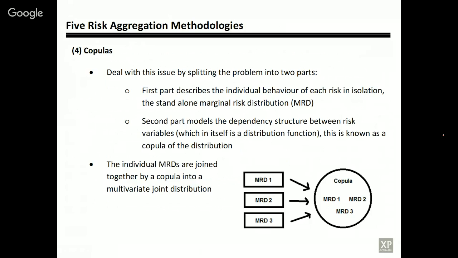The fourth is a little bit more advanced. It's copulas. So here we deal with the issue by splitting the problem into 2 parts. The first part describes the individual behavior of each risk on its own, or the marginal risk distribution. And the second part describes the dependency structure between the risks. And this is known as the copula. So the individual marginal risk distributions are linked together into a joint distribution using a copula.